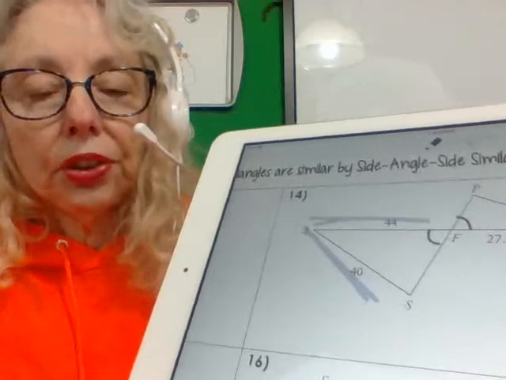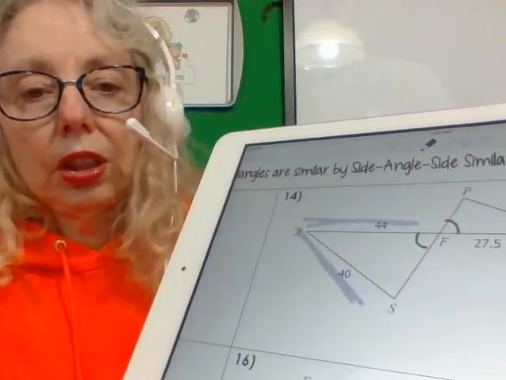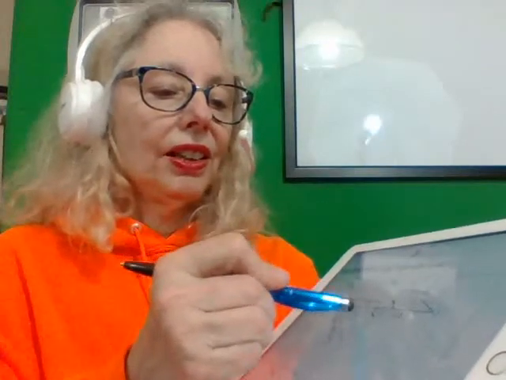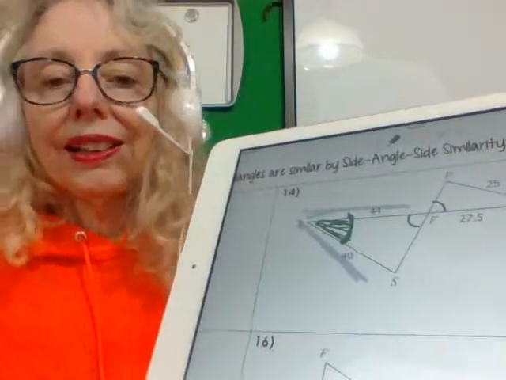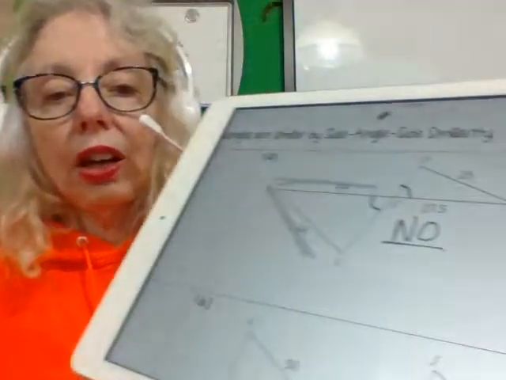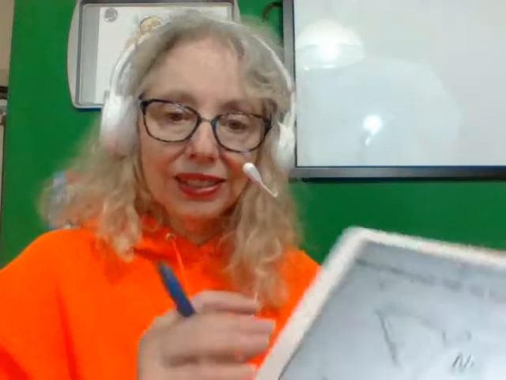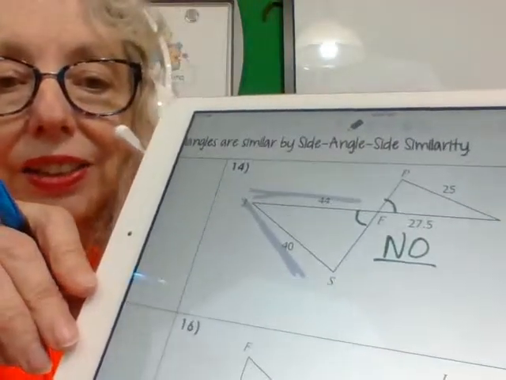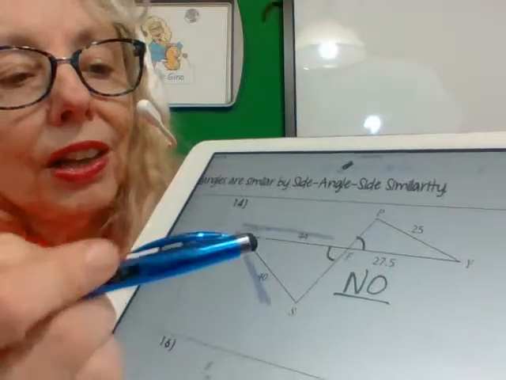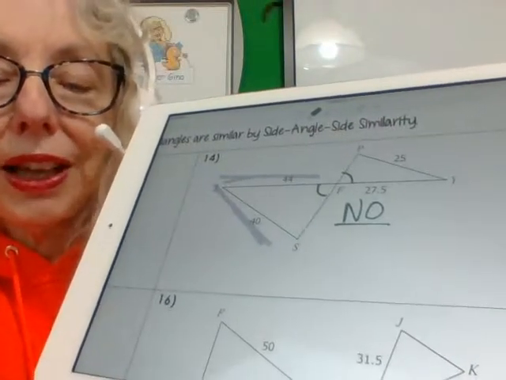Where are my two sides? Here and here. Is F between those two sides? No. What I need is this angle right here, the one between, and it's not showing. So this one is no. We cannot show that it is similar because the angle is not between the two sides. Look again. See? That angle doesn't touch the two purple lines. So therefore, we cannot do anything with that.